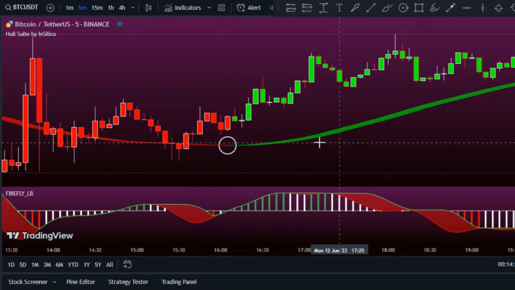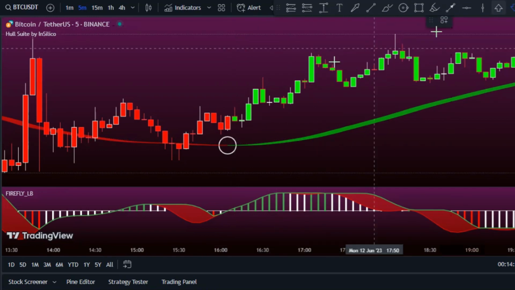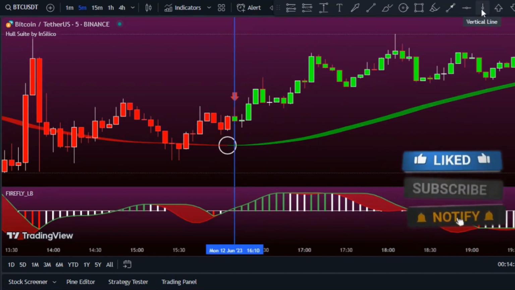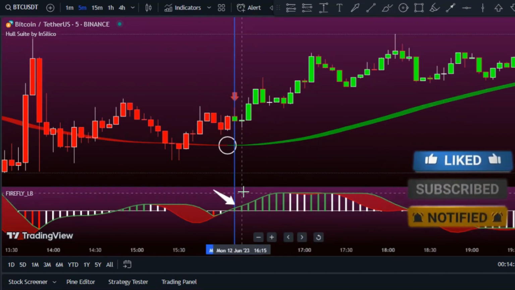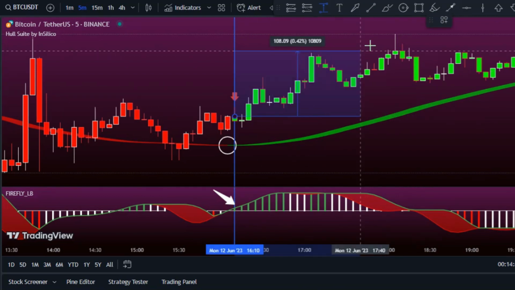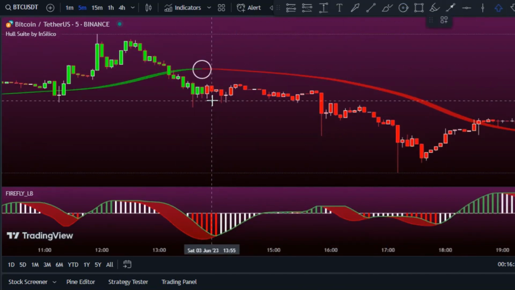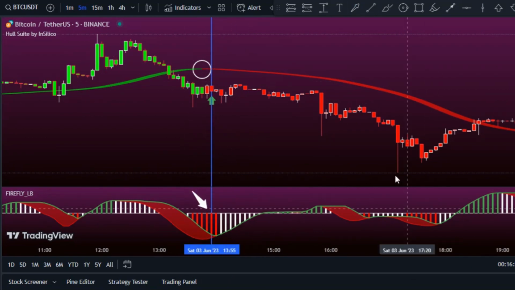In this example, a buy signal was generated by the Hall Suite indicator. The green Firefly histogram rising above the midline then confirms the buy signal, so you can enter a long trade. Similarly, after a sell signal, the red Firefly histogram below the midline confirms it, allowing you to enter a short trade.